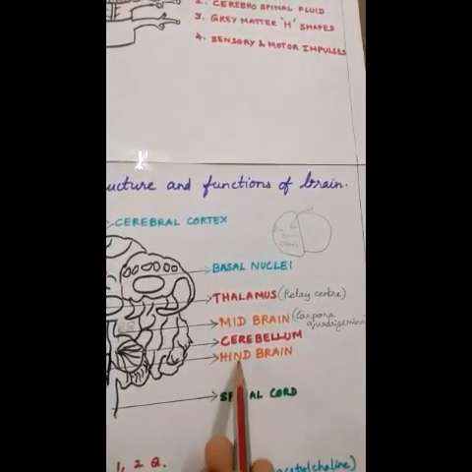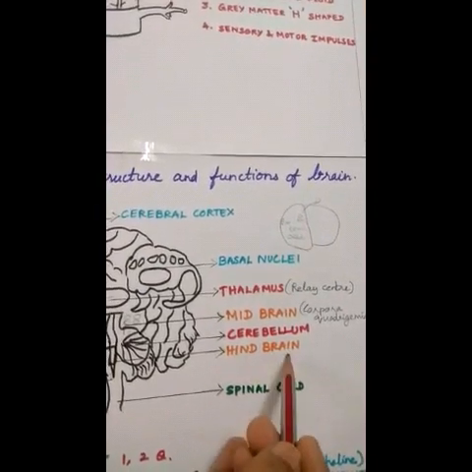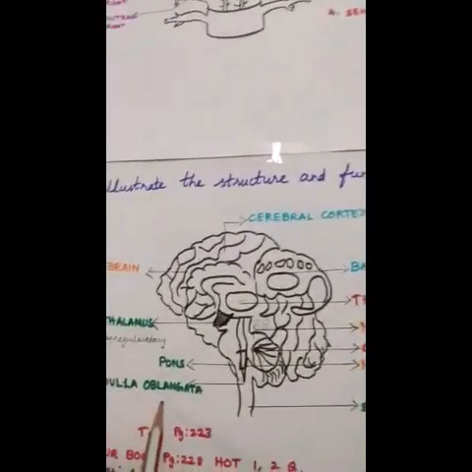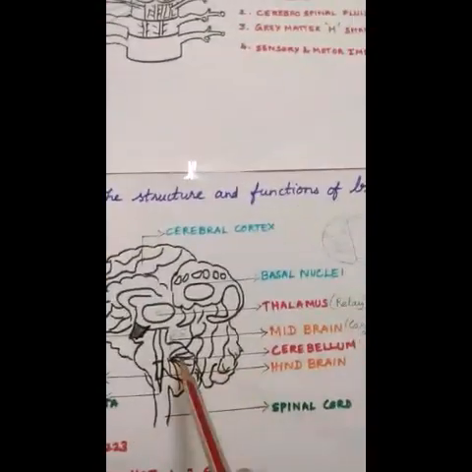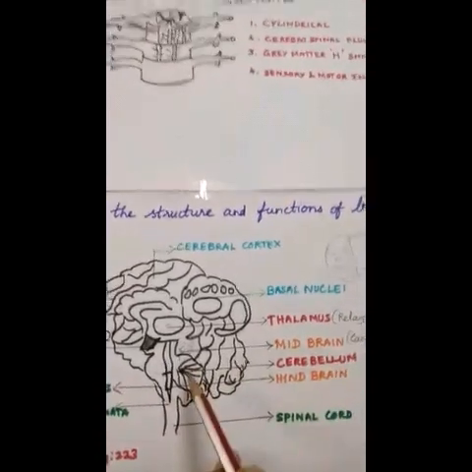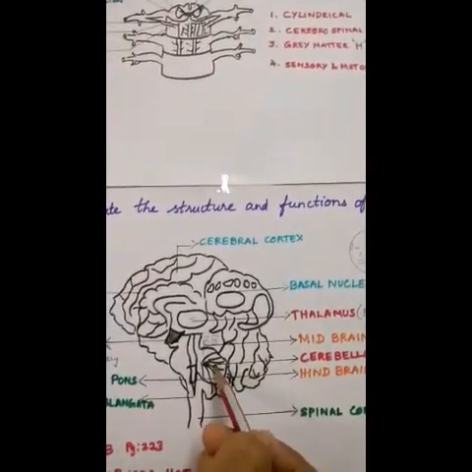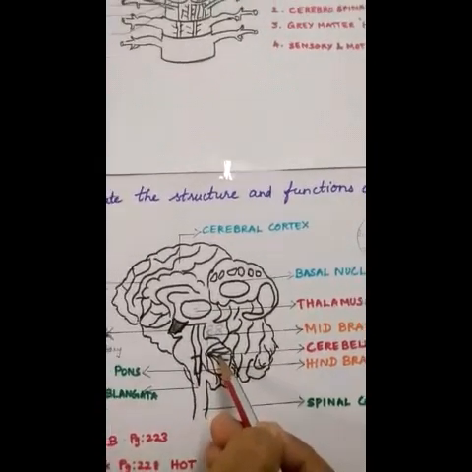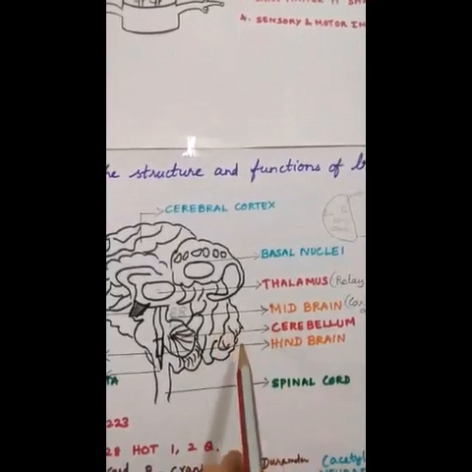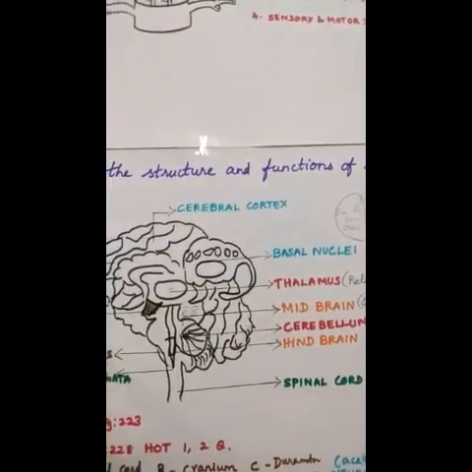Next, the third heading is hindbrain. Hindbrain is formed of cerebellum, pons and medulla oblongata. Cerebellum is the second largest portion of the brain. Its function you have to write. It controls the involuntary movements and body balance.